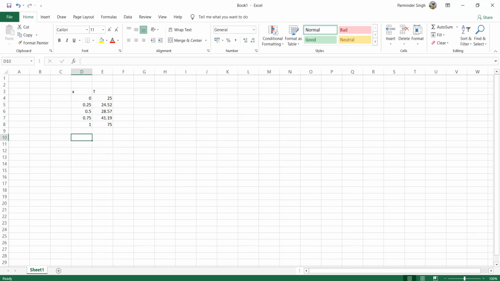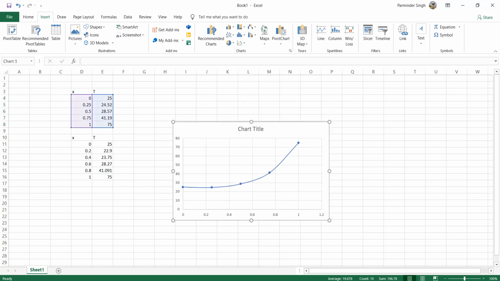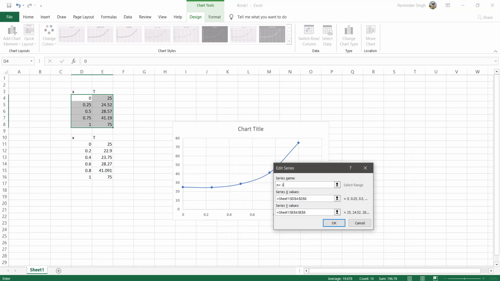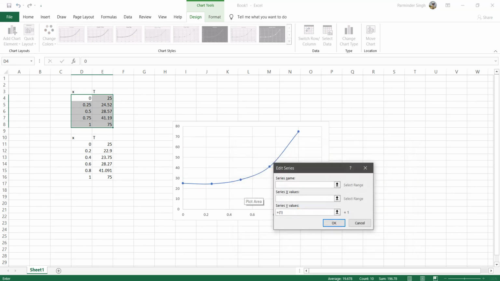And then similarly, again we have x and T, where we divide into 0.2, 0.4, 0.6, 0.8 and 1. Depending on the h size and boundary conditions, the intermediate temperatures are 22.90, 23.75, 28.27, 41.091, and then we have 75. Now let's try to plot them. Let's name this one as when n was equal to 3. We add another one when n is equal to 4.